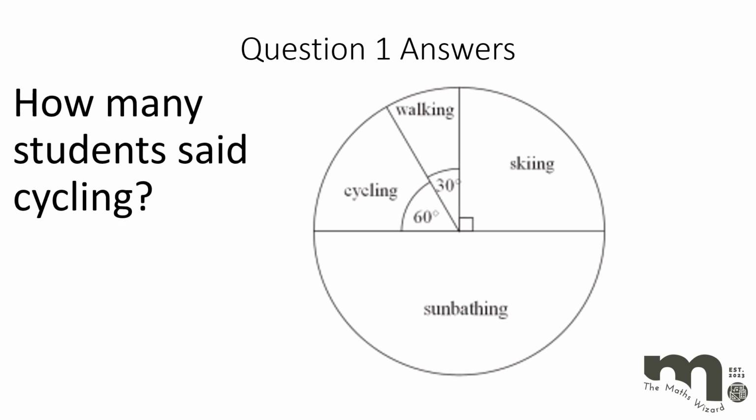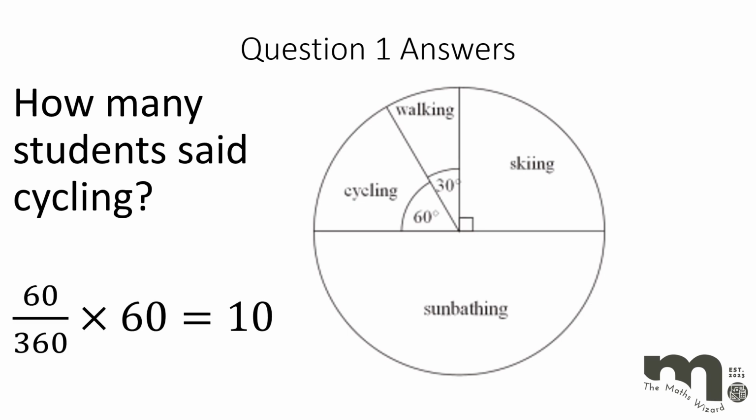Okay, the second part, then we wanted to know how many people said cycling. So there's a few ways you can do this. One way is like this. Well, the angle for cycling was 60 degrees out of 360. We knew from part A that there were 60 people in total. So if you do 60 over 360 times 60, that will give you 10.